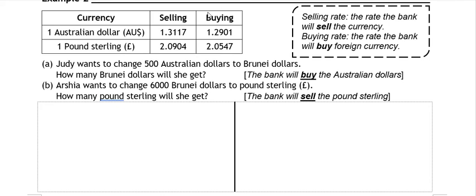What about buying? The buying part is when you have Australian dollar that you want to sell to the money changer, so the money changer will buy at this rate. For 1 Australian dollar that you have, they will give you $1.2901. That's for the pound sterling. So let's start with the example.